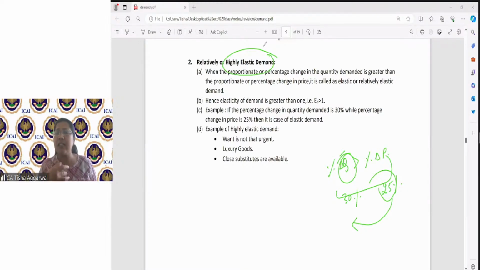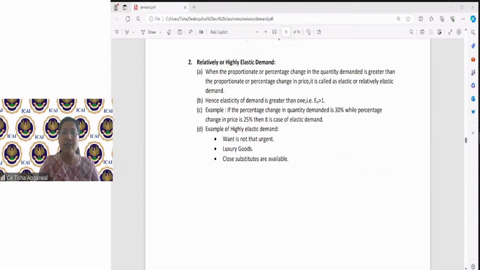And this is something which is maybe a luxury good. In a luxury good, if the price falls a little, people will go crazy and just run away to buy that particular product. So here the percentage change in quantity is absolutely changeable with respect to the percentage change in price. If that is the scenario, that is what is known as relatively or highly elastic demand.